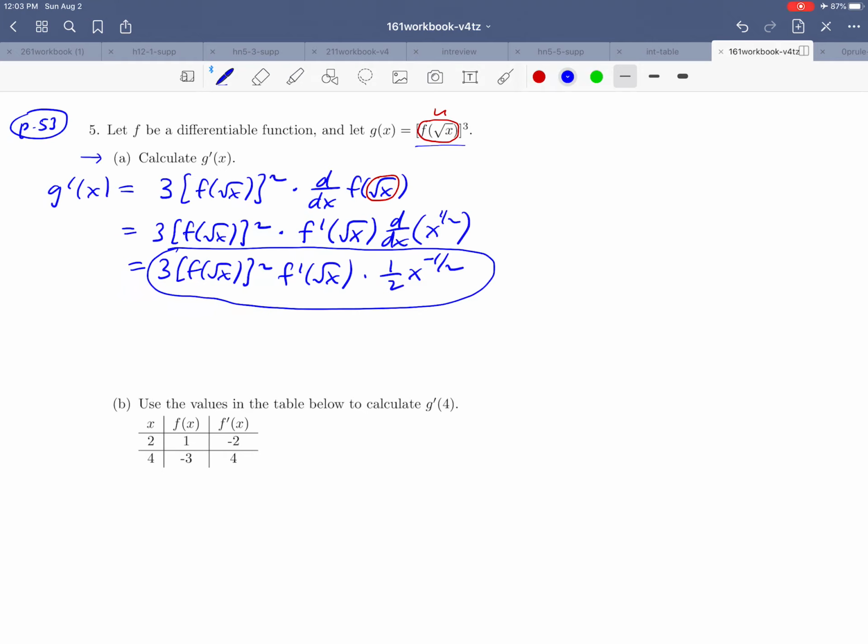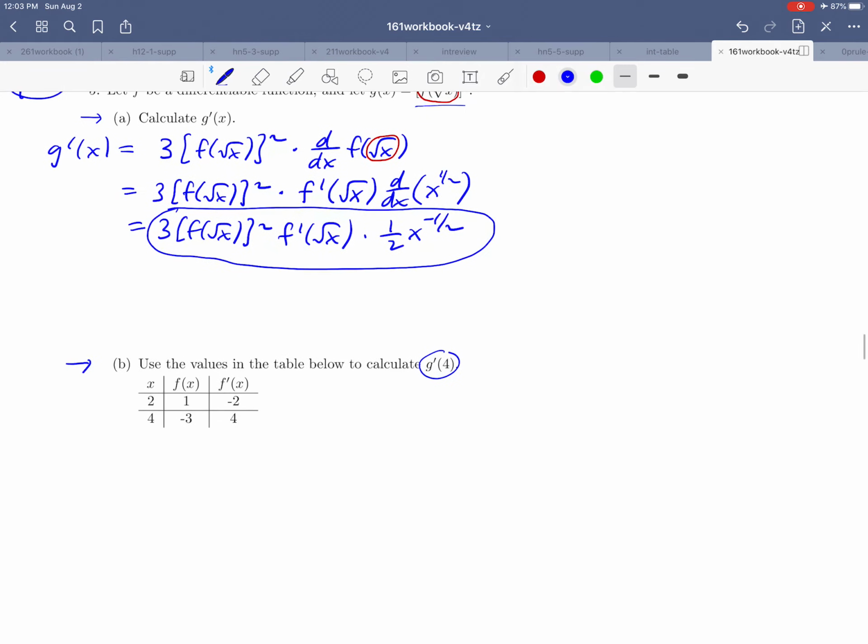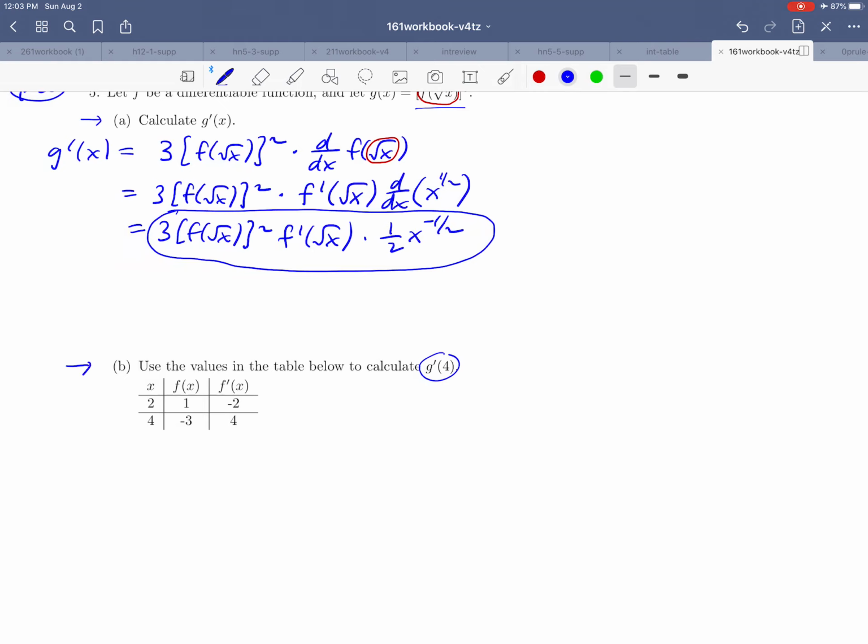Okay, let's take a look at B then. So in B, they would like us to use the values in the table to calculate a numerical value for g prime of 4. So they're giving us some information about the function f, this function that we don't have an explicit formula for. Well, how would we do that? How would we find g prime of 4?